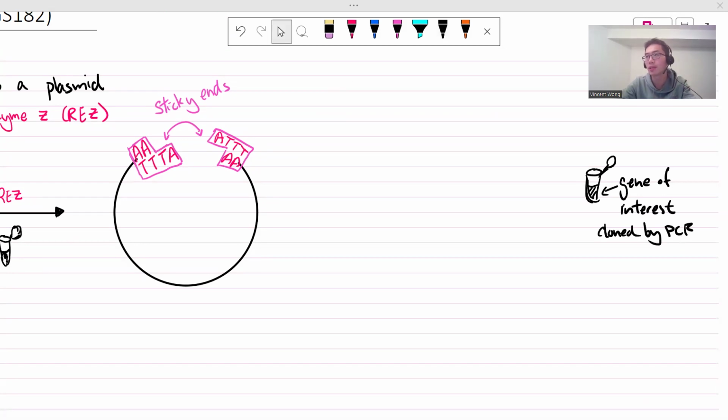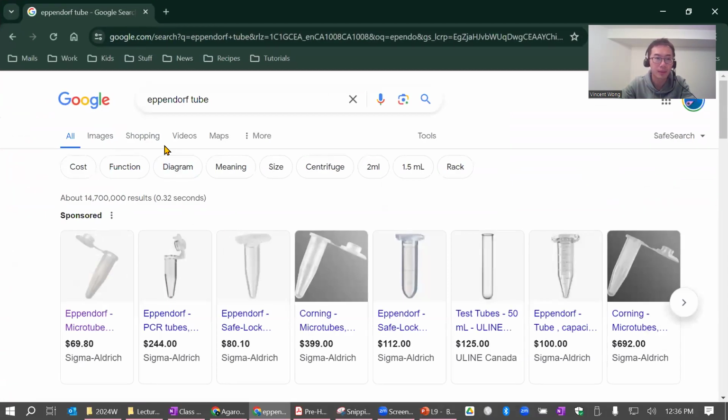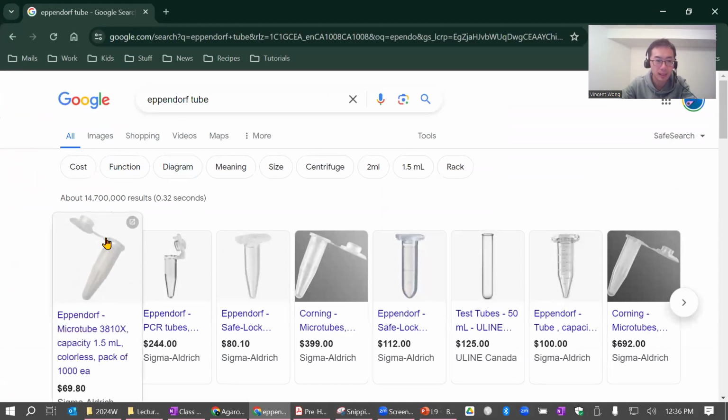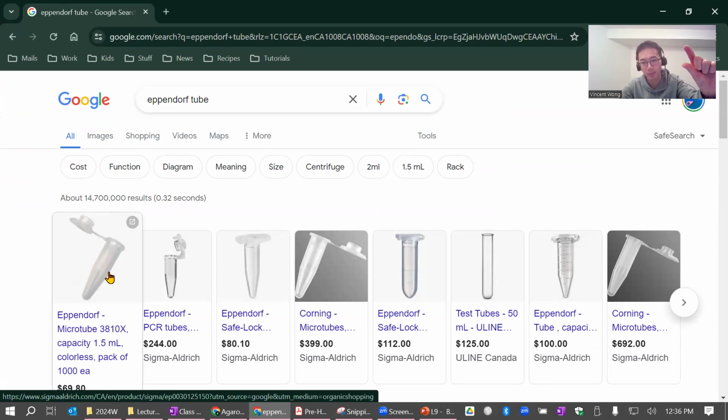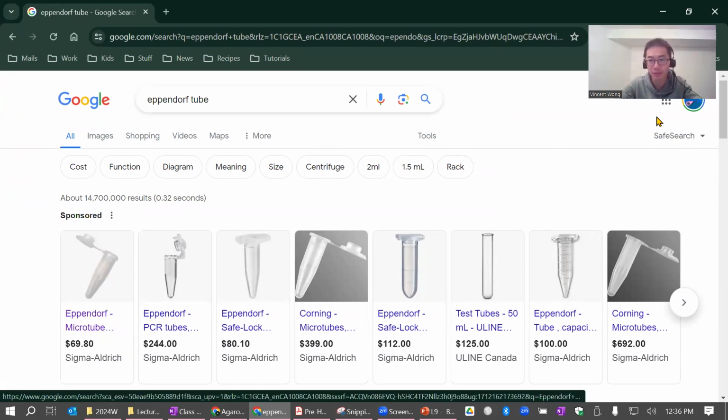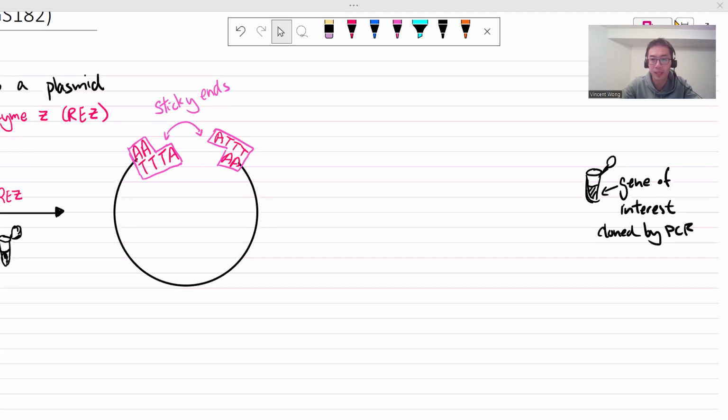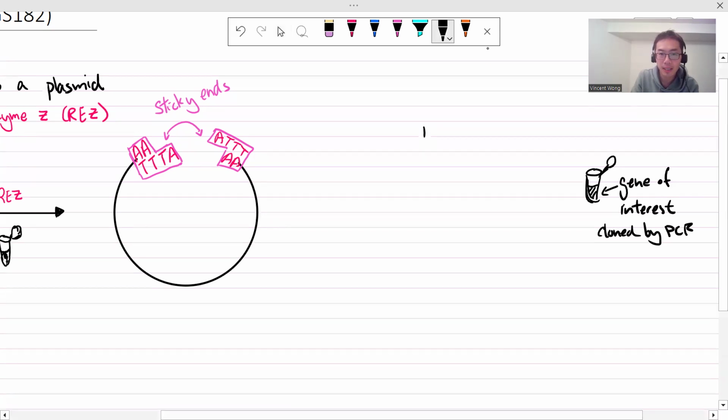Maybe I'll show you what a tube is so you know what I'm talking about. Hold on, just keep drawing. Here it is, okay? It's called an Eppendorf tube, and it's like that. They're very small, okay? This small. And you can do a bunch of stuff with them. Okay, so in this tube, you're going to have the gene of interest. So that's going to be the gene.